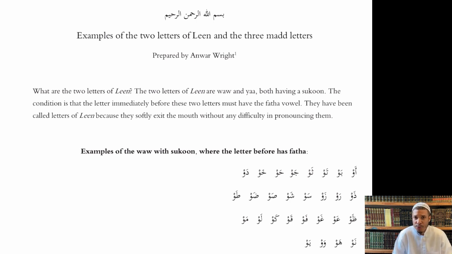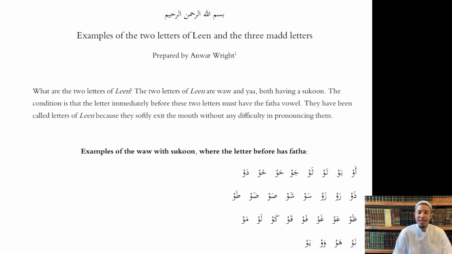This is very appropriate because we just studied the sukoon in the previous lesson, and this entire lesson surrounds letters that have sukoon. So the huruf al-Leen are two letters: waw and ya. But the waw and ya both have sukoon. Waw with the sukoon, ya with the sukoon.